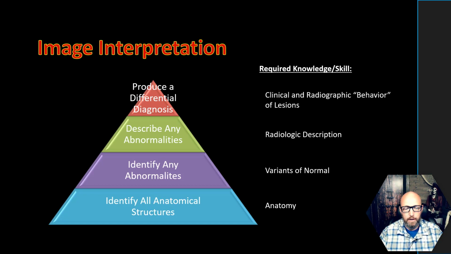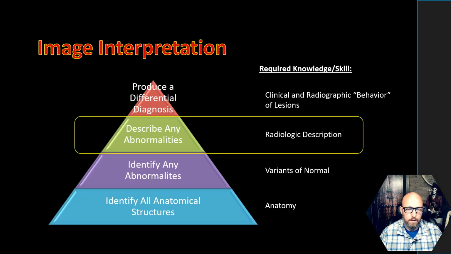The next step is going to be identifying any abnormalities. So you have to be able to identify normal anatomy to tell when something is abnormal. And if something is symmetric from one side to the other, good chance it might just be an anatomical variation, but you do have to be familiar with anatomical variations. And then the step we're getting to today is the third one, describing any abnormalities. We're going to talk a lot about how to describe lesions when you see them. Primarily, are they ill-defined or are they well-defined? And we will talk a little bit about what that means.